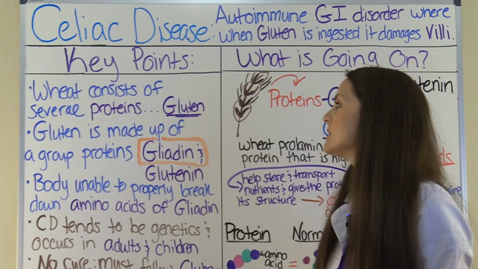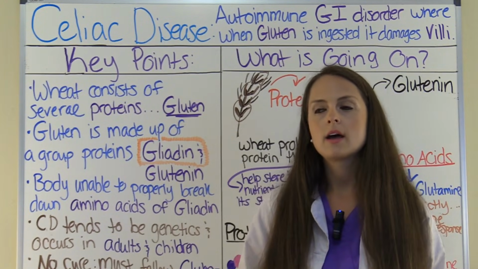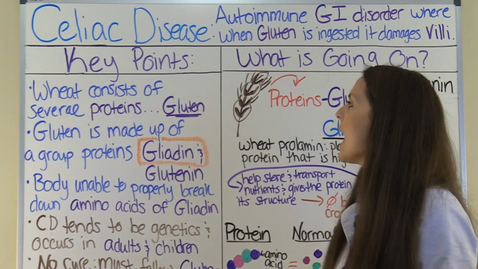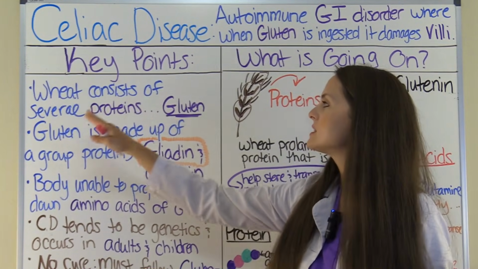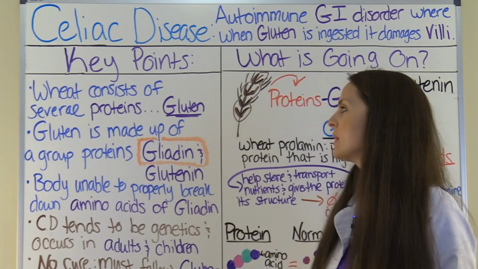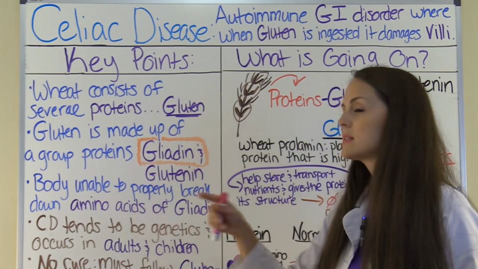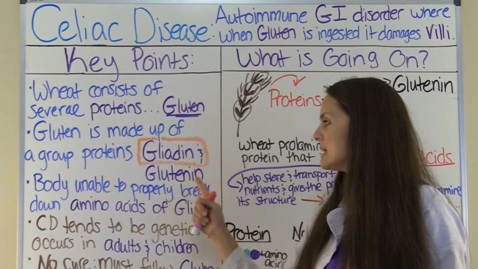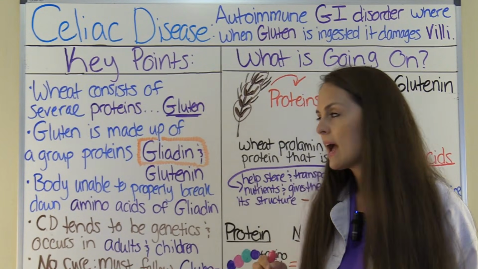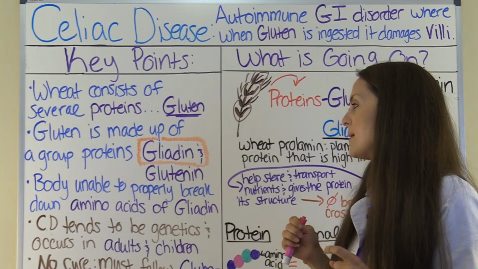So first, before we dive into our lecture, let's talk about the key points you need to know about celiac disease. With celiac disease, we're really concentrating on wheat products and things that contain gluten because that is our big problem. Wheat consists of several proteins, and the protein that we're interested in is gluten. Now, gluten itself is made up of a group of proteins such as gliadin and glutenin. What we're really concerned about in celiacs is gliadin. So remember gliadin.